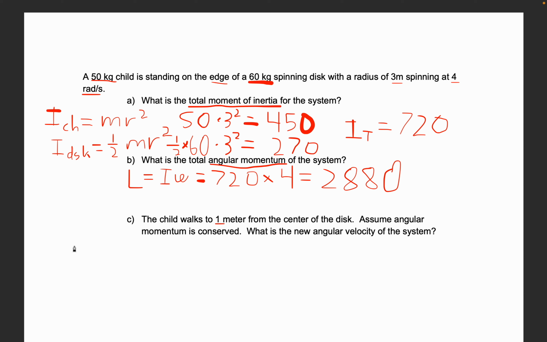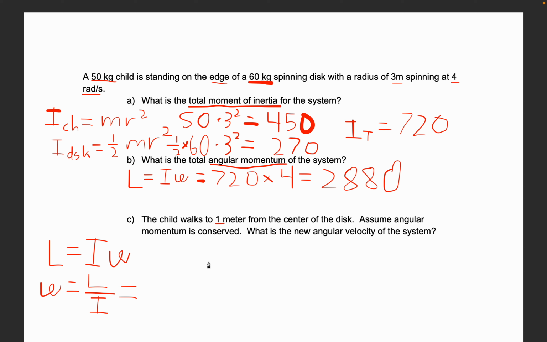So this is when we use this formula, L equals I omega, the moment of inertia times the angular velocity. And we do some algebra to rearrange it. We get omega, our angular velocity, equals our angular momentum divided by our moment of inertia. And so this is how we will calculate our new velocity with this angular momentum, which is going to be conserved, so it's going to be the same.